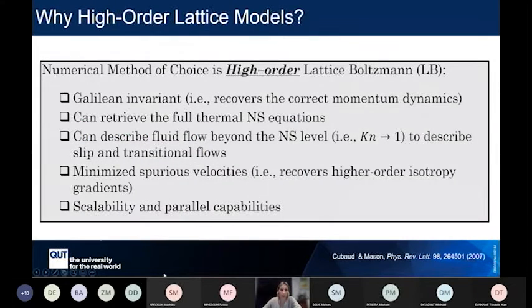Again, that's just a summary. With Galilean invariance, we can retrieve all the correct momentum dynamics, full Navier-Stokes equations. We can also go beyond the Navier-Stokes equations for Knudsen numbers going towards 1 to describe slip and transitional flow. So we can go beyond this Navier-Stokes level. And then we also have the ability to minimize the spurious velocity because we are recovering higher order isotropic gradients, and scalability, as I mentioned before, in terms of parallel capabilities.